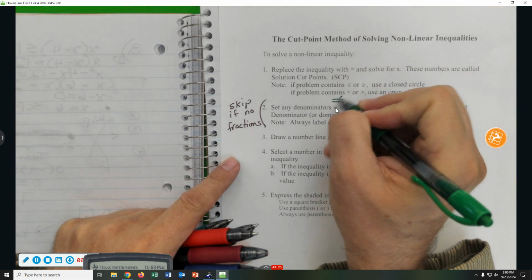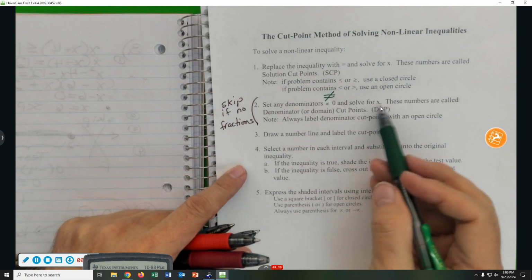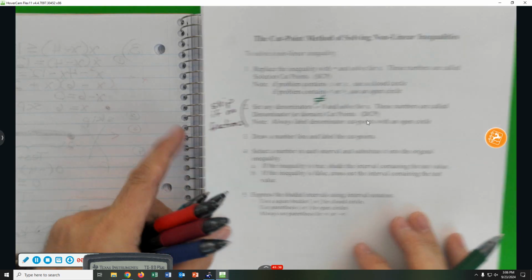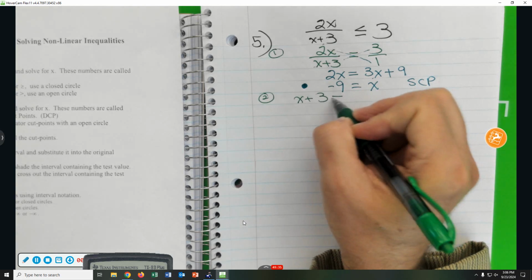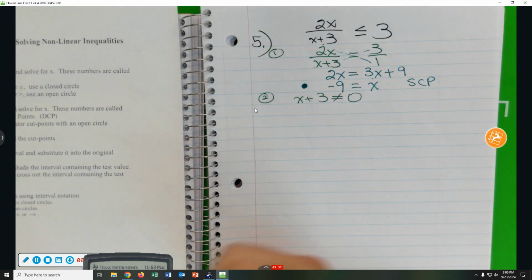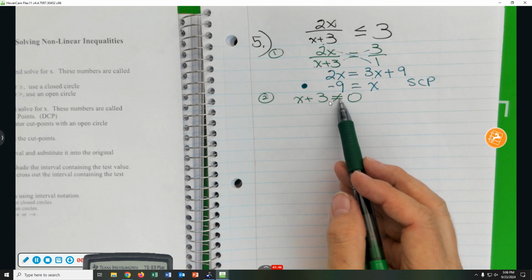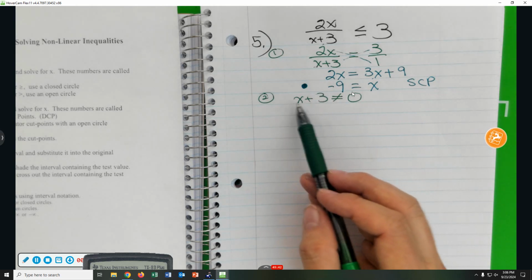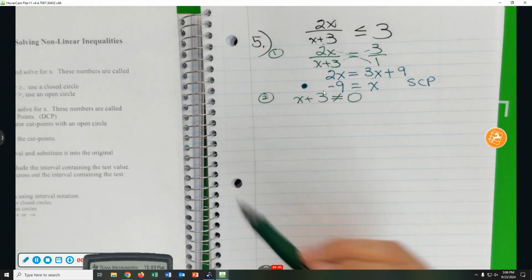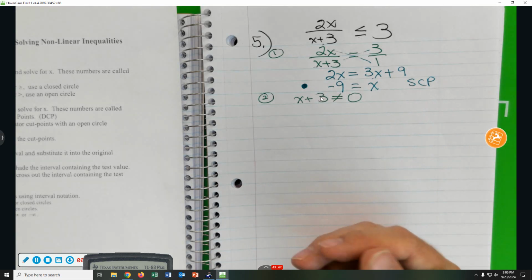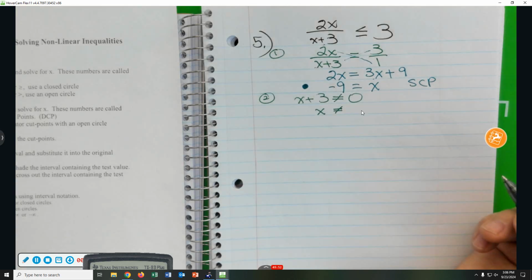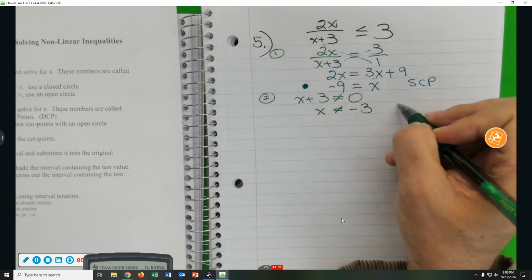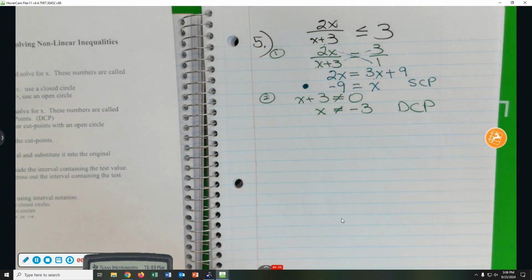It's hard to see that. Not equal to 0, and solve for x. So x plus 3 cannot equal 0. Solve for x as if that were an equal sign. We know how to get x by itself. What do we have to do to get x by itself? Move the 3 over, so we're going to get x cannot equal negative 3. There's my denominator cut point.